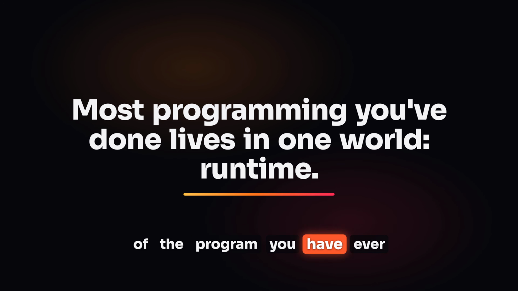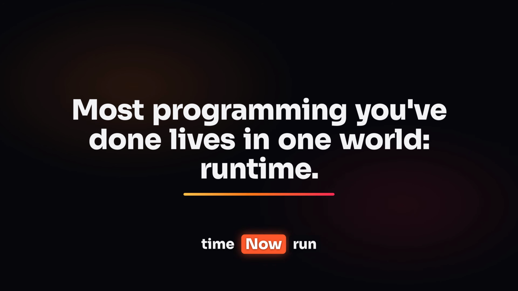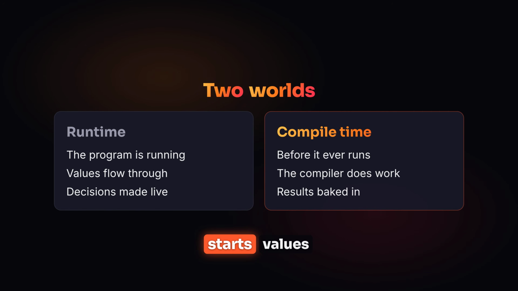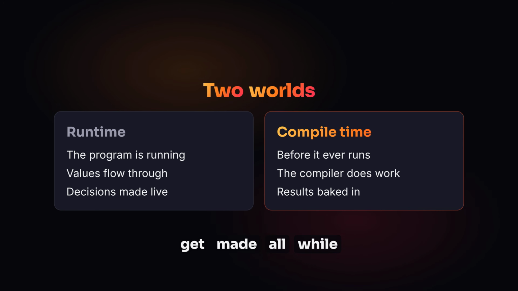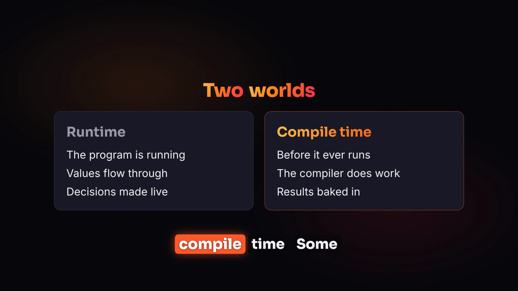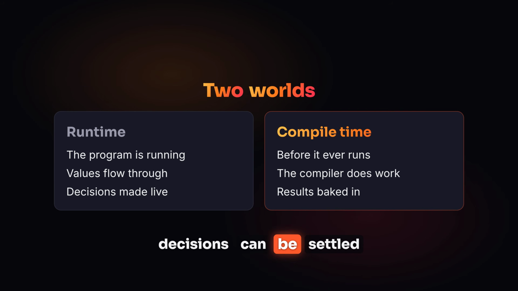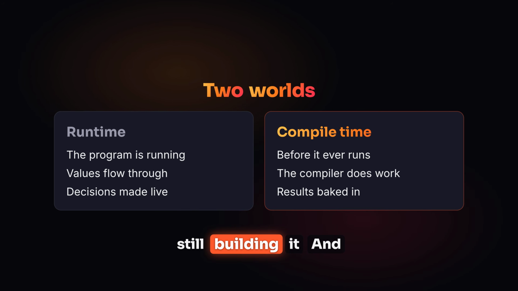Most of the programs you have ever done live in a single world. We call it runtime. Now at runtime, when the program starts, values flow through it. Decisions get made, all while it's running. Mojo adds a second world. It's called compile time. Some decisions can be settled before the program runs, while the compiler is still building it.